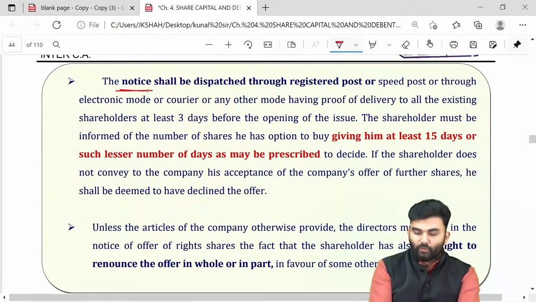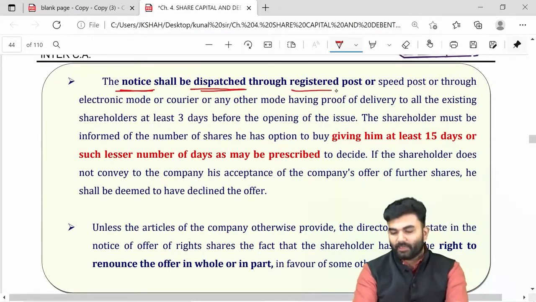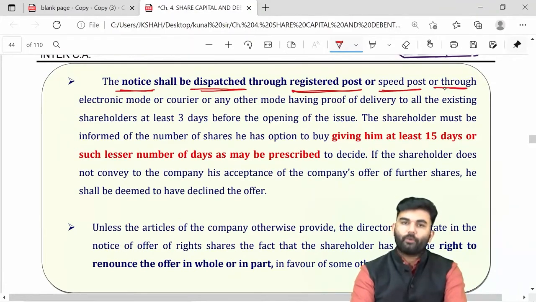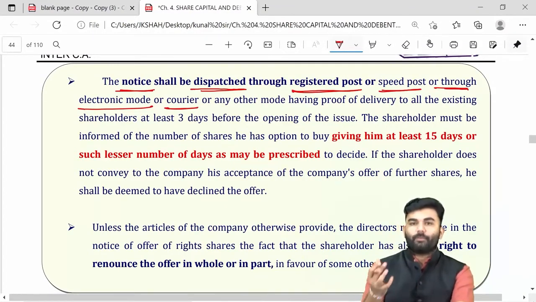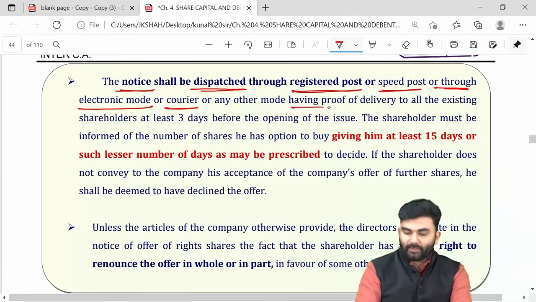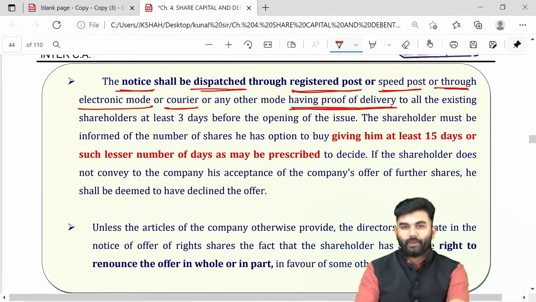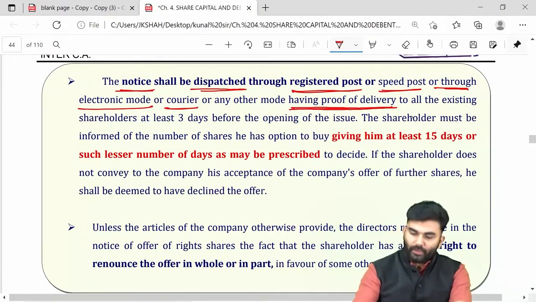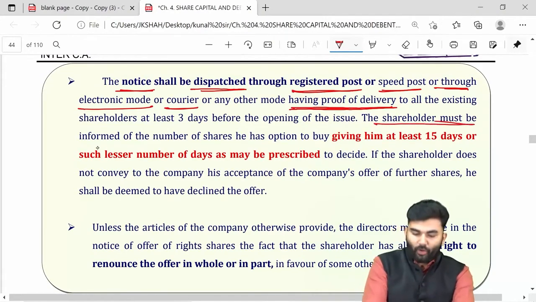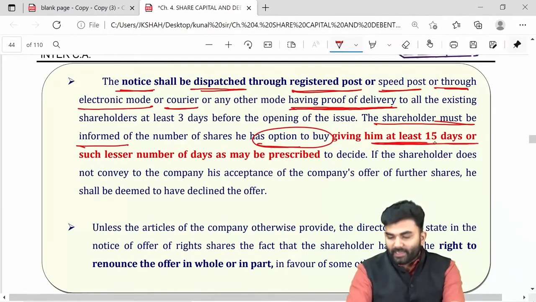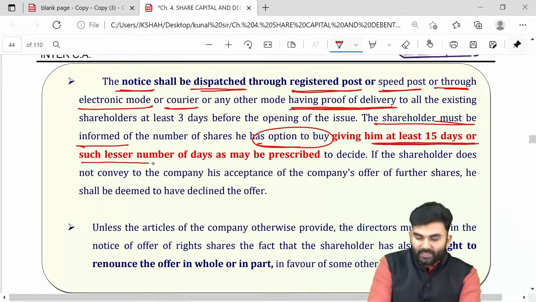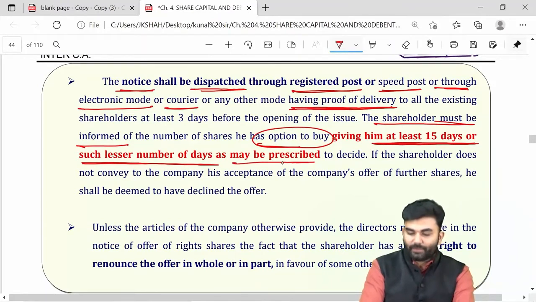The notice will be dispatched by the company either through registered post or speed post or through electronic modes or through courier or any other mode which has a proof of delivery. The shareholder must be informed that they have an option to buy the shares of the company, wherein the company will provide them at least 15 days or such lesser number of days as may be prescribed.